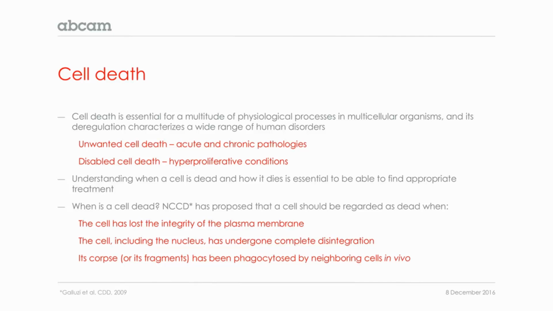And so, before we study how cells are dying, we have to ensure that the cell is dead. And just once more, let me remind you how to clarify when a cell is dead. According to the NCCD, the Nomenclature Committee on Cell Death, researchers should define a cell as dead when the following features are observed: the cell has lost plasma membrane integrity, the cell has undergone complete disintegration, and whatever is left of the cell has been phagocytized by the neighboring cells in vivo.